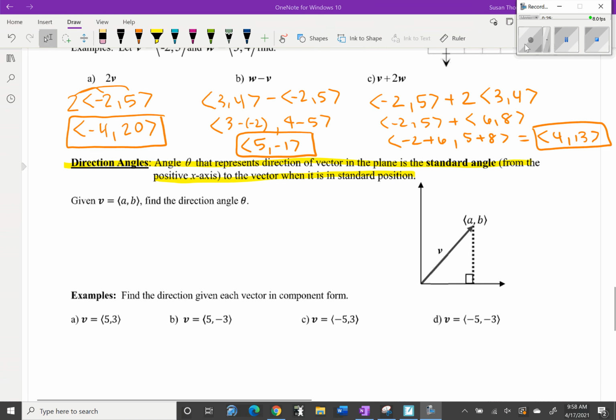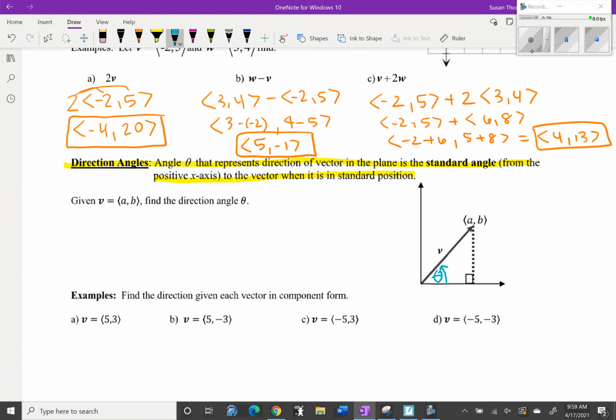All right, so next we're going to look at direction angles. The angle theta that represents the direction of a vector in the plane is the standard angle from the positive x-axis to the vector when it's in standard position, kind of like when we talked about the unit circle, it's the same idea. So given vector v with component form a comma b, we want to find the direction angle theta. So theta would start here, go this way. So that would be the direction.